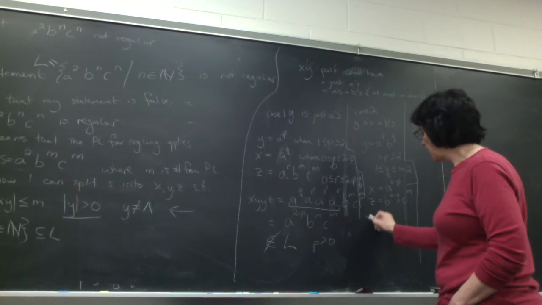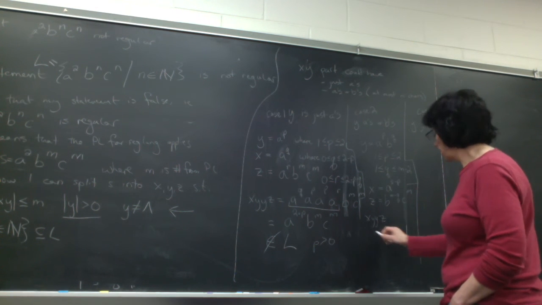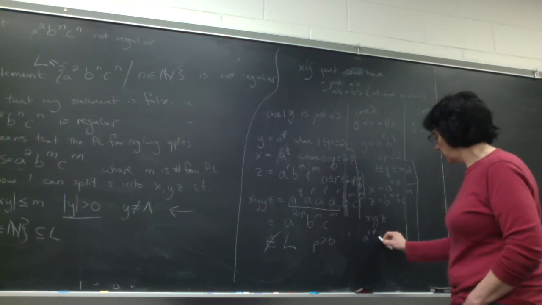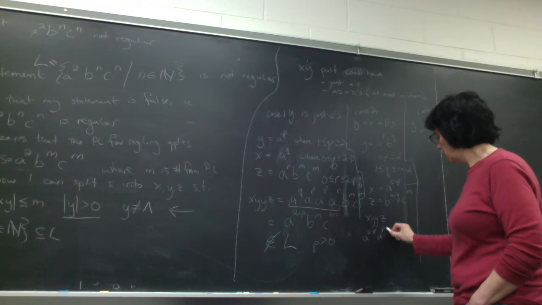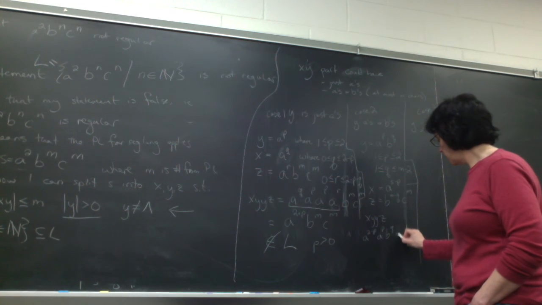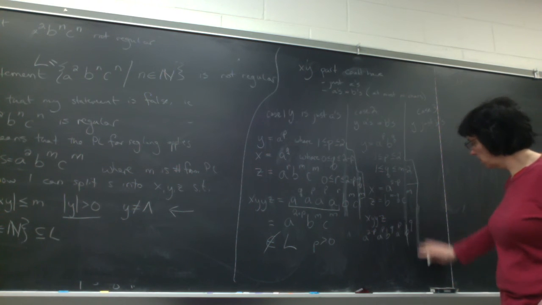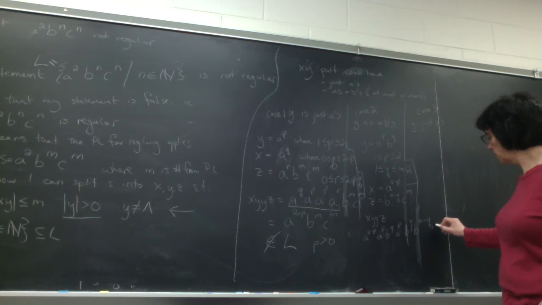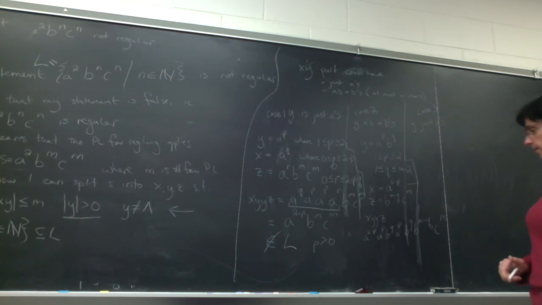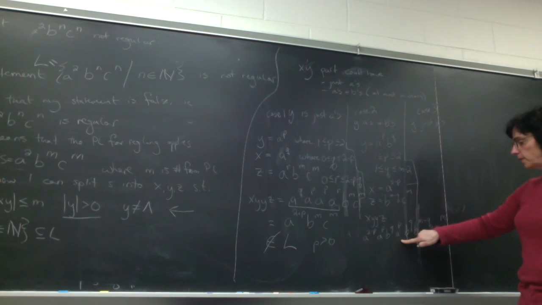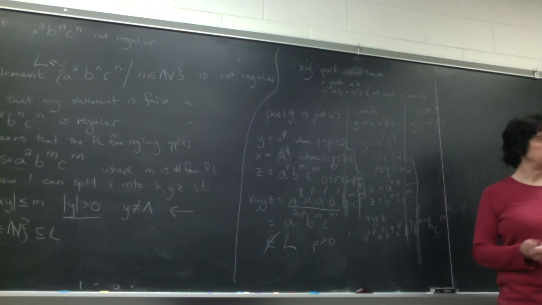So xyyz is a to the 2 minus p, a to the p, b to the q, a to the p, b to the q, and then b to the m minus q, c to the m, right? And if we look at this, I've got some a's, some b's, some a's, some b's, and then some c's. That's not in my language because I can't mix the order of a's and b's. Right?